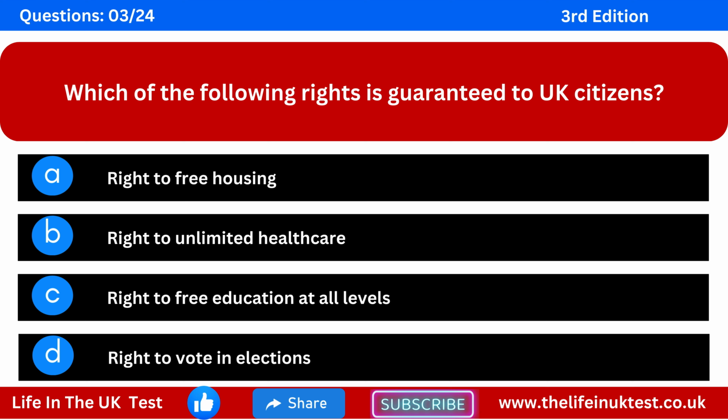Which of the following rights is guaranteed to UK citizens? Option A, right to free housing. Option B, right to unlimited healthcare. Option C, right to free education at all levels. Option D, right to vote in elections.